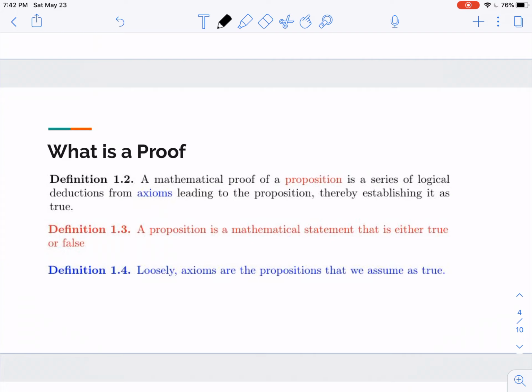A proposition is a mathematical statement that's either true or false. So we can have simple propositions like 3 plus 4 equals 7. That would be a true proposition. Or 3 plus 4 equals 10. That would be a false proposition.